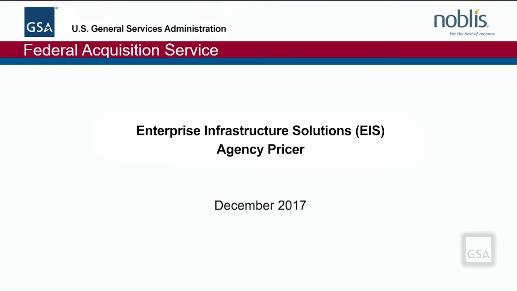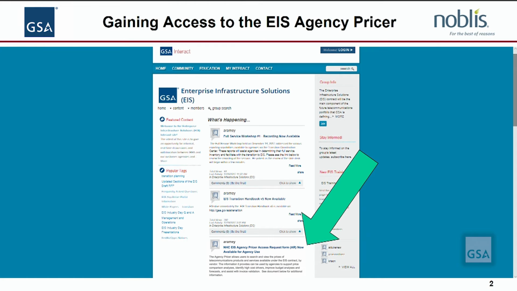Similar to the Networks program, there are two EIS pricer sets of tools, a public pricer and an agency pricer. Access to the EIS Agency Pricer is by request only. Individuals who previously had access to the Network Agency Pricer should have received an email from GSA with how-to instructions to gain access to the EIS Agency Pricer.